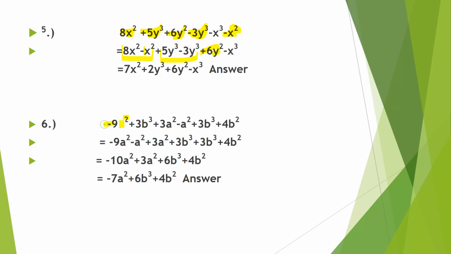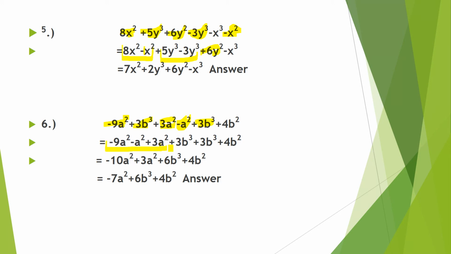So this is minus 9a square. Then where is the minus a square? This one. Minus a square. Same base, same exponent. Then this is also same. Plus 3a square. Same base, same exponent. Then is 3b cube. Plus 3b cube. Again, this is 3b cube. Plus 4b square. So see, same base, same exponent.